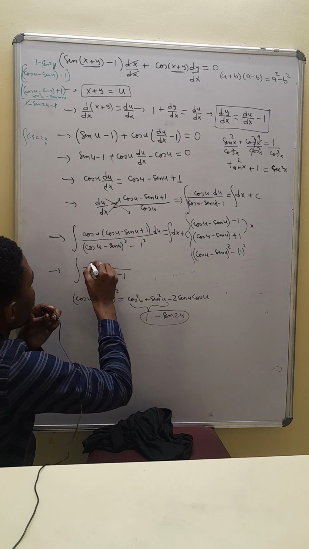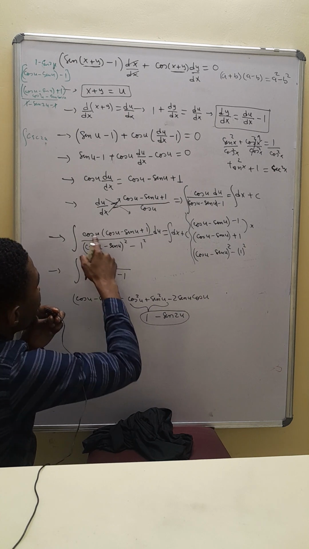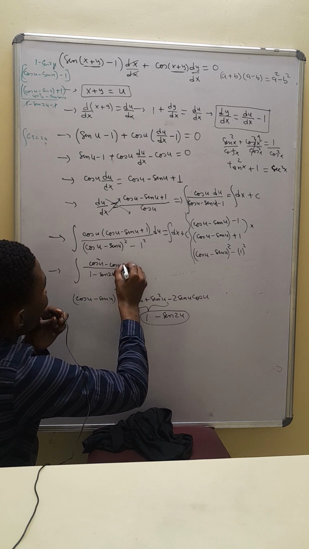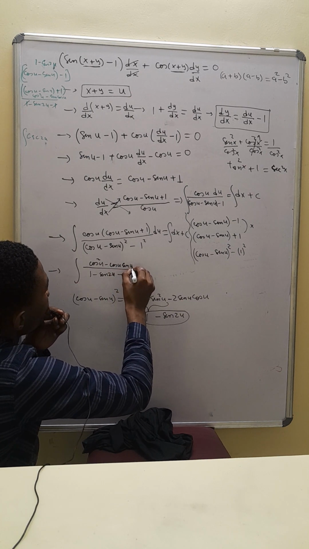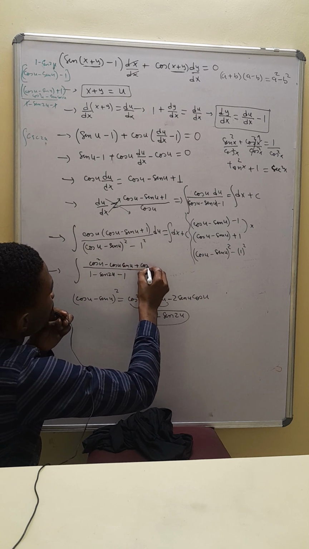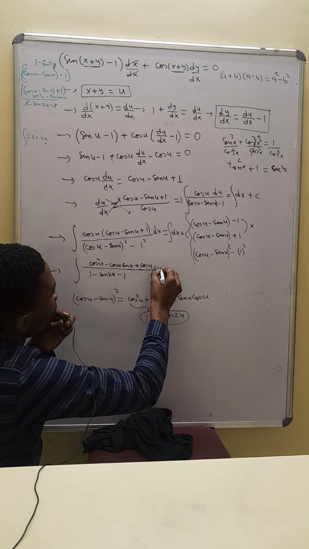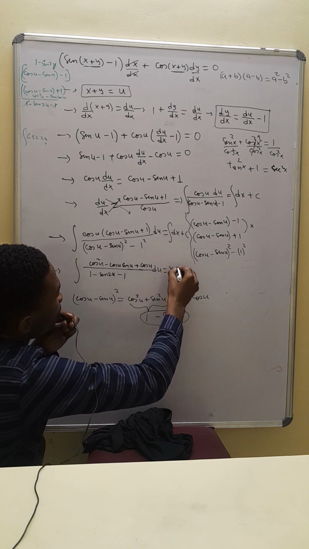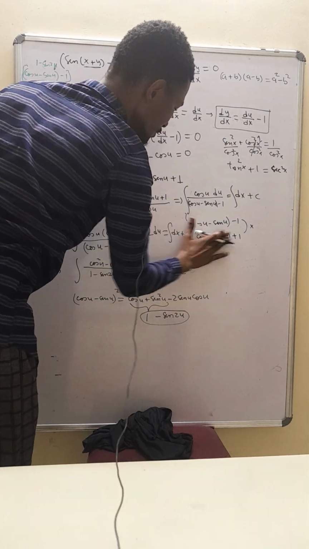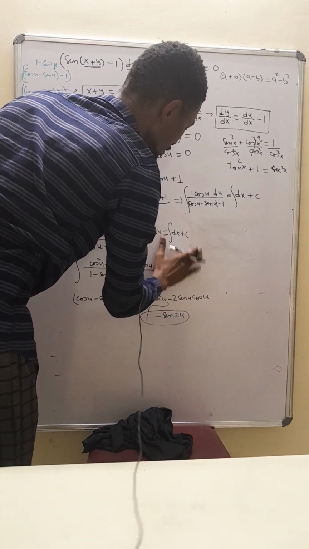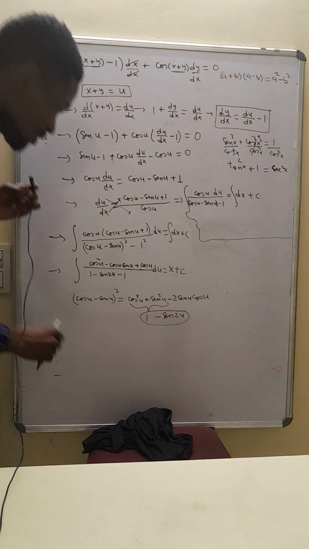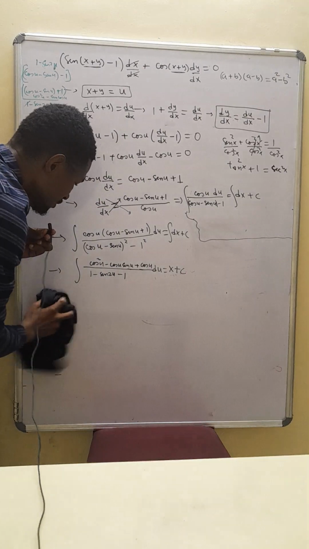And here, this and this will be cos square of u. This and this will be minus cos u sin u. And this will be the same, plus cos of u du. And here we know this is x plus c. This is x plus c. Just the question. Let me erase this.